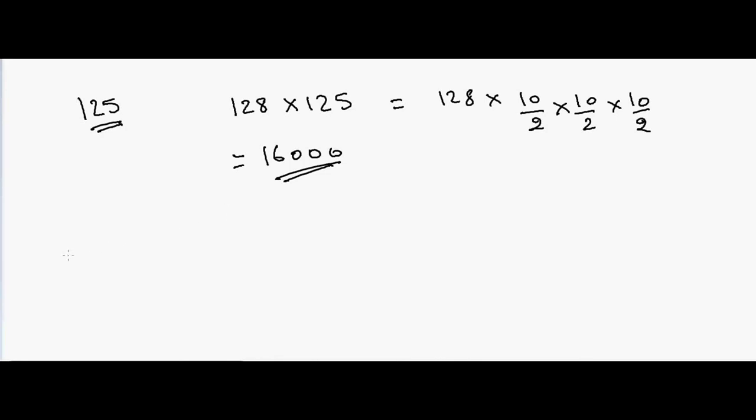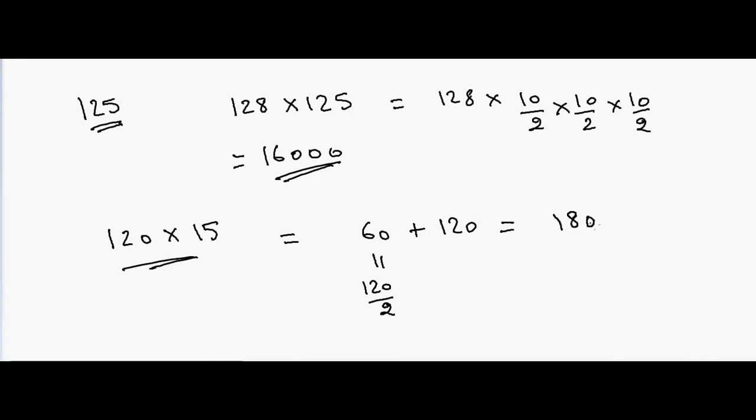Now let's do another thing. If we have to multiply 120 by 15, so how will I do that? In that case, what I'll do is I'll take half of 120. Half of 120 is 60, and then I'll add that into 120. So this is equal to 120 plus 60, right? So here that will be equal to 180. Then I put one more 0, so that's my answer.